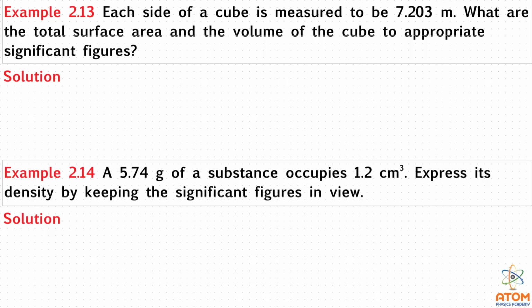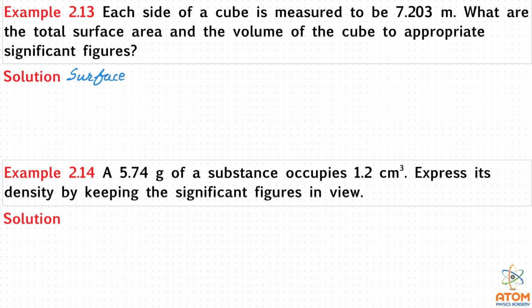Exercise 2.13. Each side of a cube is measured to be 7.203 meter. What are the total surface area and the volume of the cube to appropriate significant figures? Here we have to give the answer considering significant figures. Now the length L, that is 7.203, has 4 significant figures. All of 7203 are significant. Keeping that in mind, let us find out the surface area first.